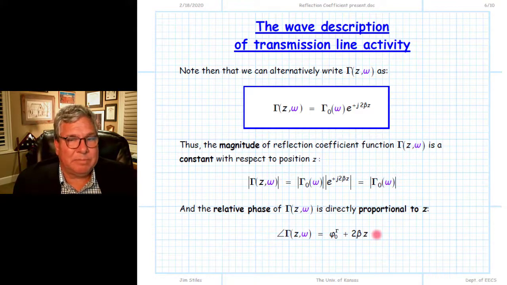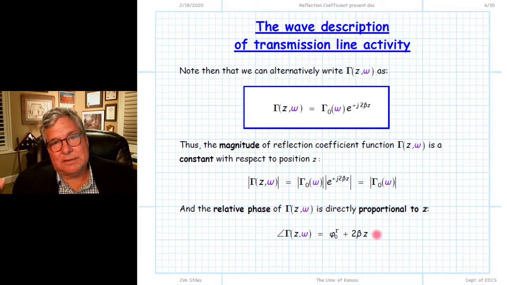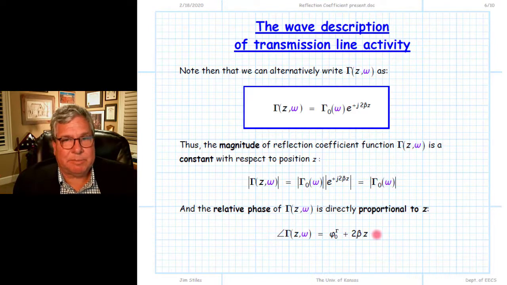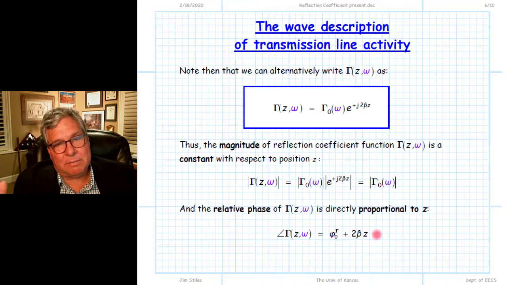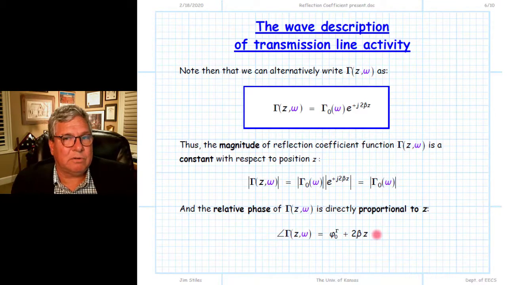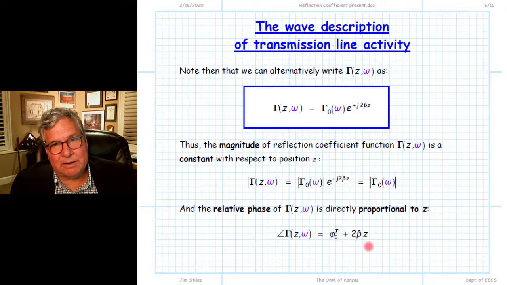Contrast that to V plus and V minus, where we showed that the magnitude was a constant with respect to position z. If we know the magnitude at one location, we know the magnitude at all locations when we're talking about V plus and V minus, and therefore it's no surprise that it's likewise true for their ratio, the reflection coefficient function: a constant magnitude with respect to position, and a phase which is very simply written as a value proportional to z, proportionality constant of 2 beta.